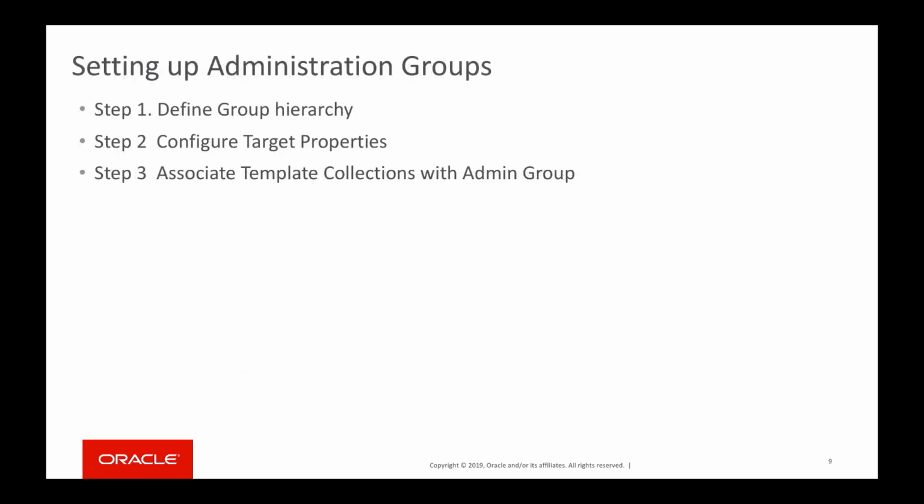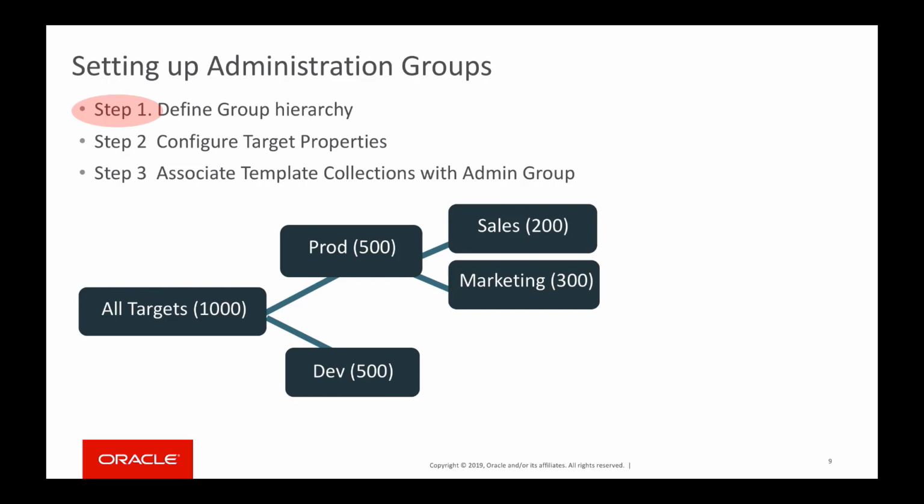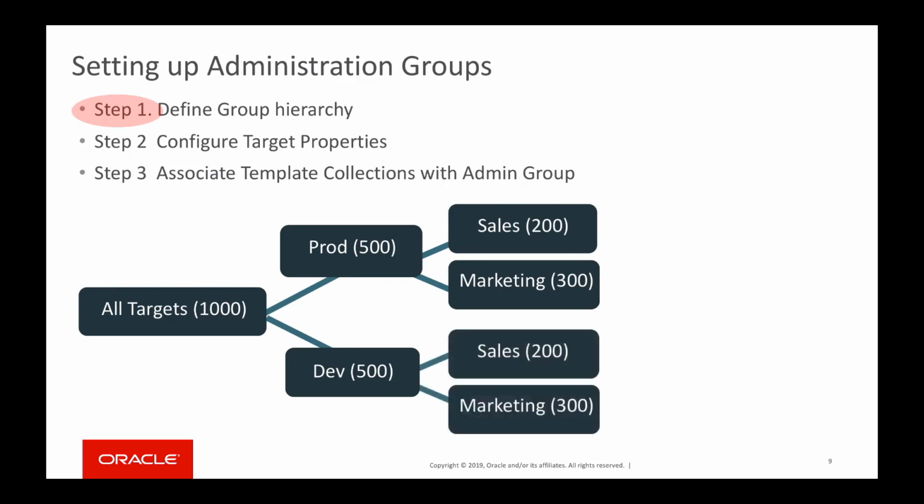So how can you set up an admin group? This comes with 3 steps. First step, you need to define the structure of the targets you manage in the group. For example, in this diagram, you may have 1,000 targets, and 500 of them are in production and another 500 of them are in development. Then within the production group, 200 may belong to the sales department and the other 300 belong to marketing. The same applies to the development group.